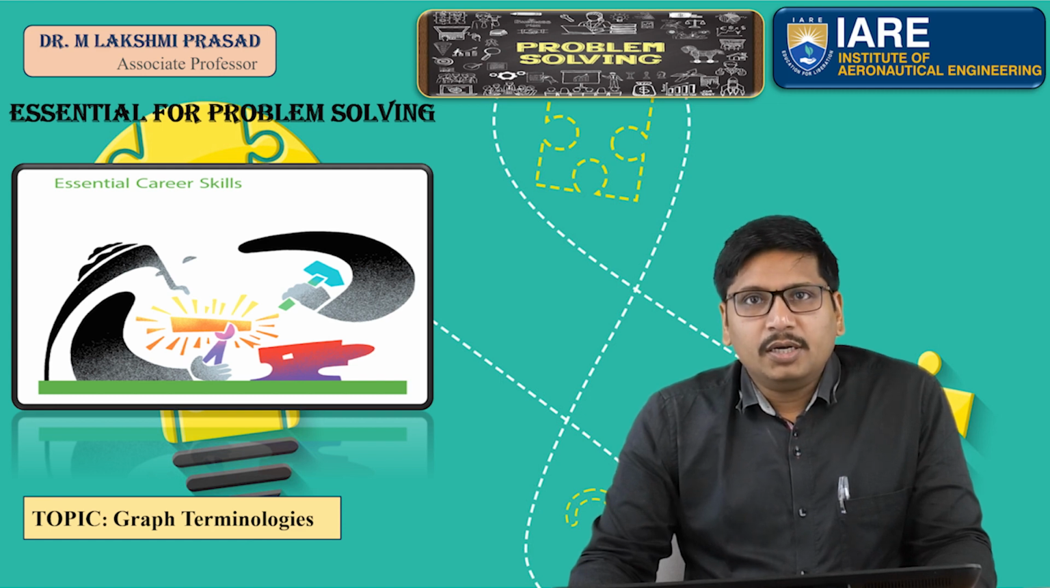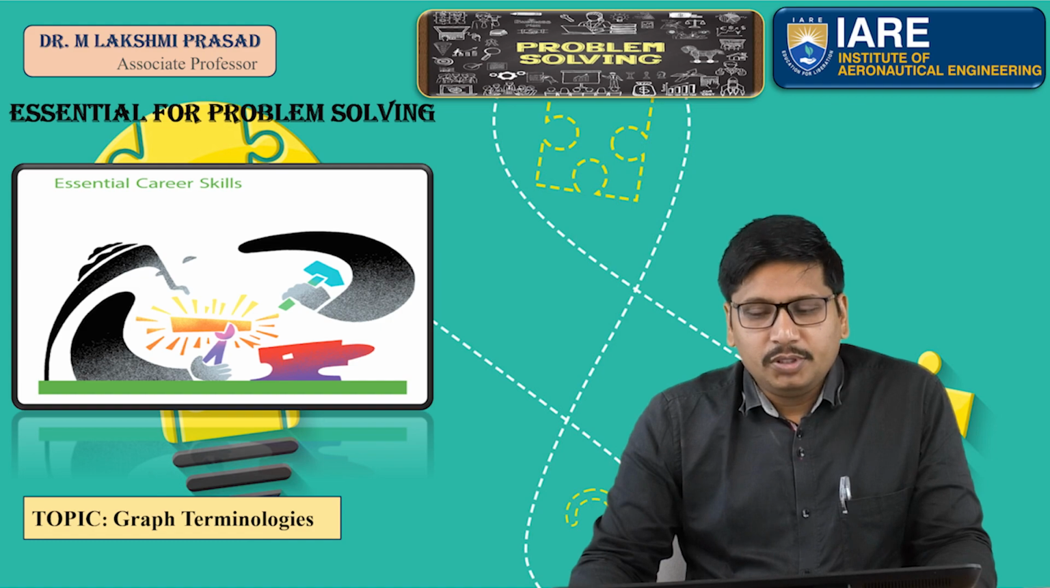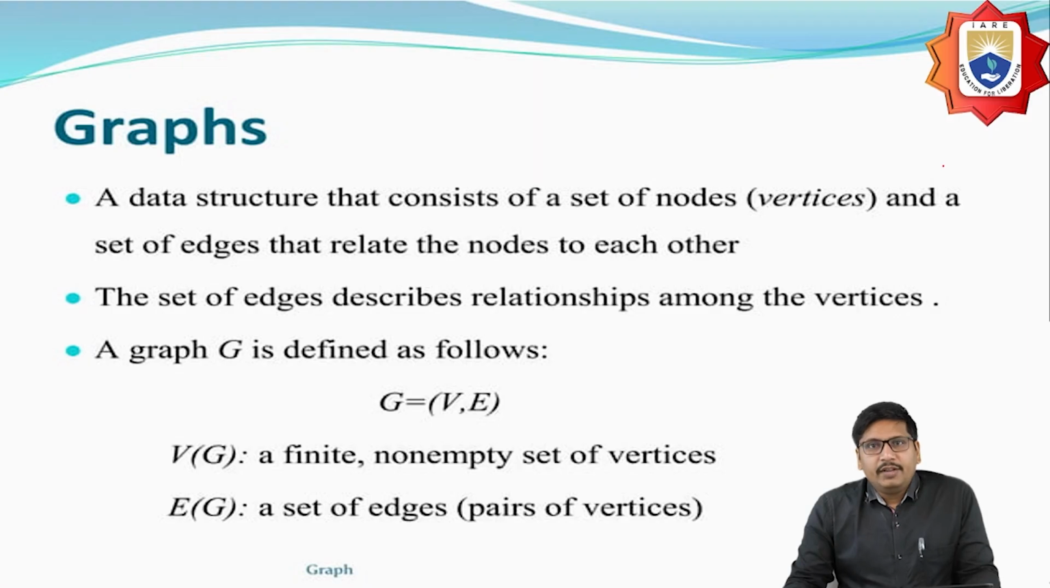In this one, I'm going to first discuss the graph terminologies. So the very first thing is, what is a graph actually? A graph is nothing but a data structure that consists of a set of nodes, what we call vertices, and a set of edges that relates the nodes to each other. The set of edges describes the relationship among the vertices.